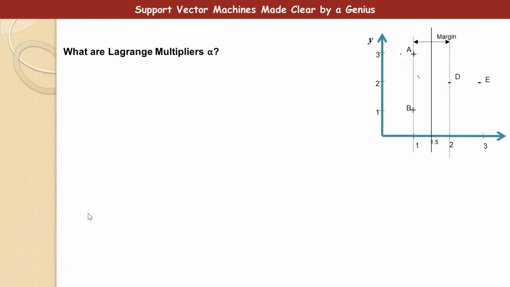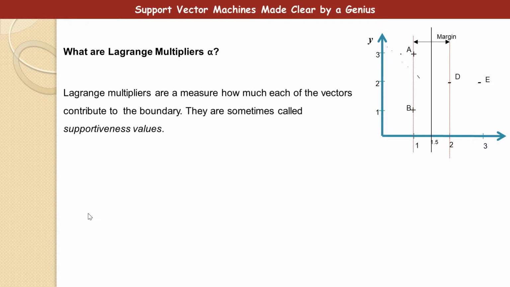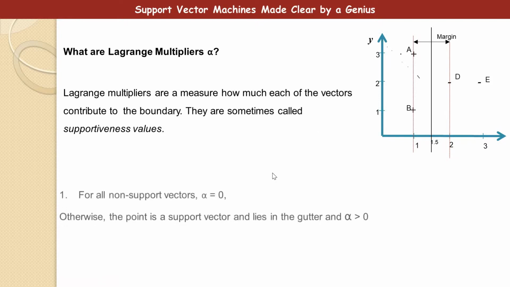Alright, so what are Lagrange multipliers? Lagrange multipliers are represented with the notation alpha. Let's display the example we are using. Lagrange multipliers are a measure of how much each vector, or let's say each vector, contributes. Vector is simply all the data points, not just the support vectors. Any data point is called a vector. So Lagrange multipliers are a measure of how much each of the vectors contributes to the boundary, and they are called support values. Well, you might be asking, what does this mean? How does it relate to support vector?